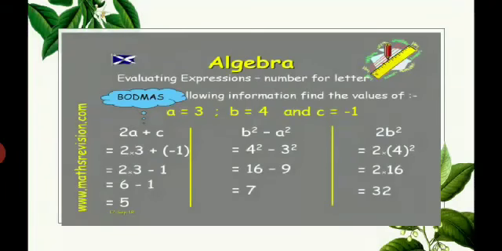If you have the values of a, b, c, or maybe another, how can you solve? Like first is 2a plus c. Now the value of a is 3. So 2 is multiplied by 3, and the value of c is -1. 2 multiplied by 3 is 6, and -1, then minus it, and the answer is 5.